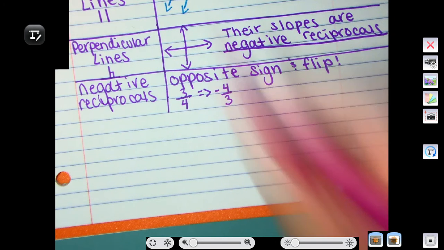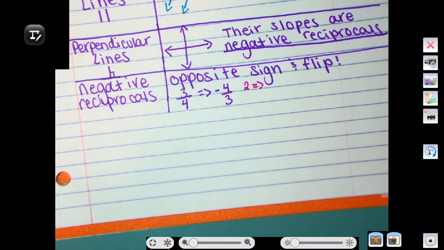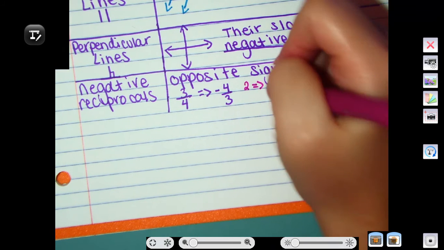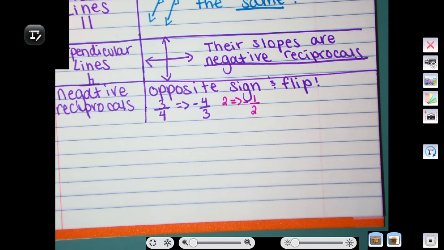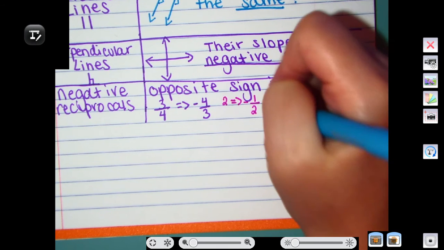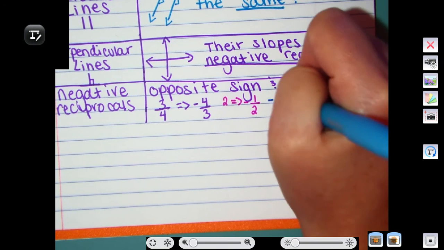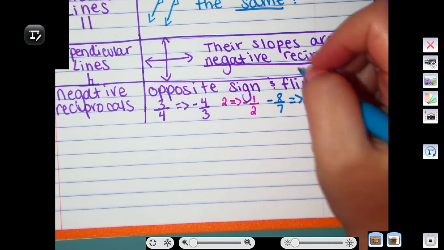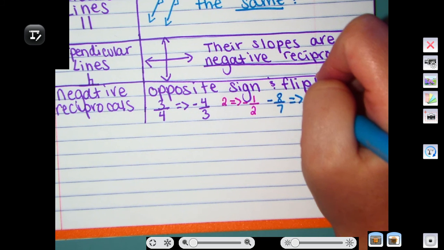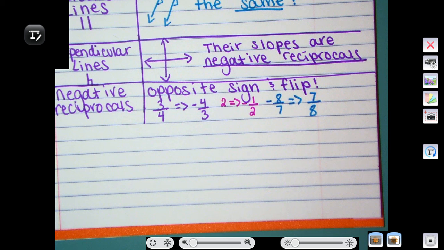Let's look at some different types. So let's say you have the number 2. How do we flip that? Well, every whole number really has a 1 underneath it, so this would become negative 1/2. Okay? If it's already negative, so say we have negative 8/7, then it becomes positive. Okay, so opposite sign. So opposite would make it a positive, and flip it would make it a 7/8. Okay?